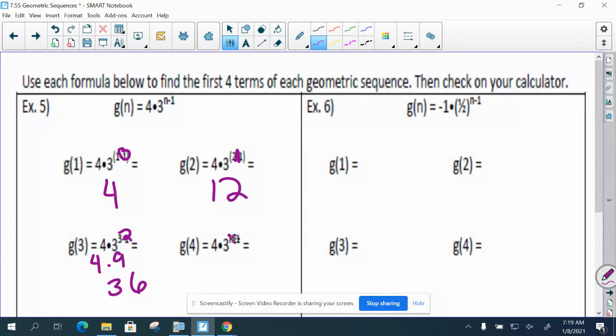And then here, 4 minus 1 gives you 3. 3 to the third is 27. And 4 times 27 is 108.